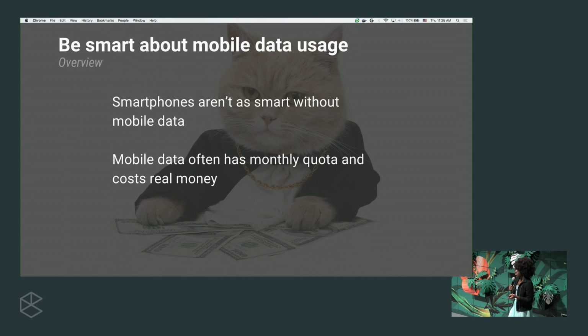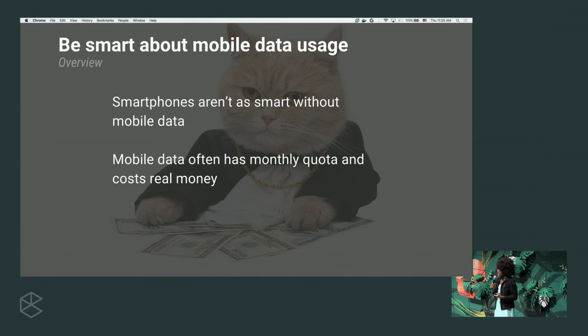But the second thing to remember for these regions, these next billion users, is that they most likely have either monthly quotas or they have limited access to data because it costs a lot of money that they might not be able to spend on data. So these are the characteristics. What can we do about this?